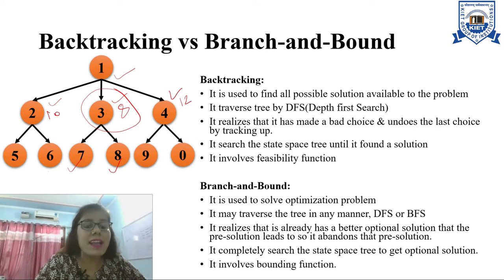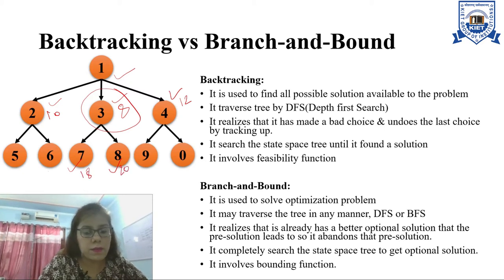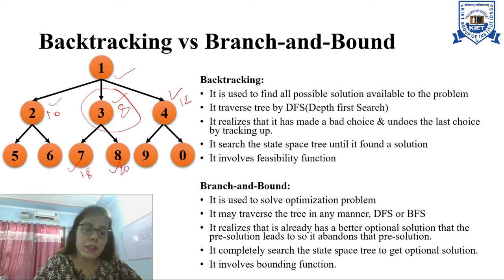Then I will explore them and calculate the cost function related to them. Say it was 18 and 20. Now again I repeat the procedure. I'm not going to explore the child nodes of 8. I'll explore the child nodes of 7. So this is the approach I'm going to follow in branch and bound.